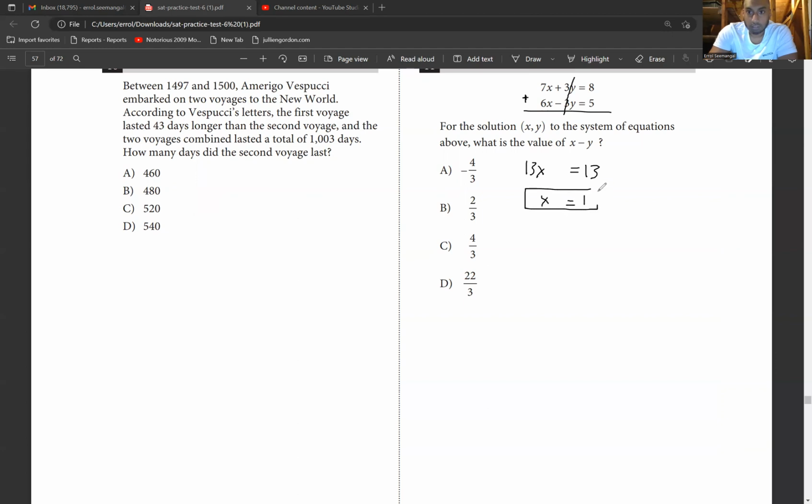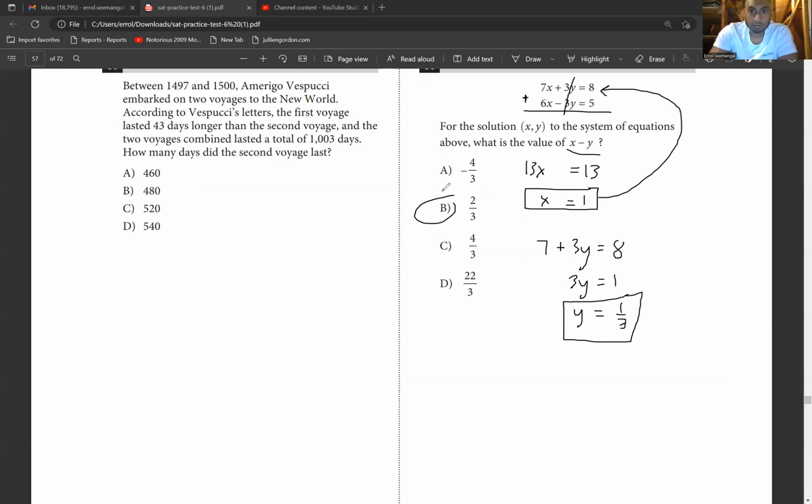And what do they want? They want x minus y. So that's x equals 1. Just substitute this into, say, the first one. Okay, so 7 plus 3y equals 8. So what's y here? 3y equals 1. y equals 1/3. So now, what's the difference? 1 minus 1/3. 2/3. 2/3. Yep.